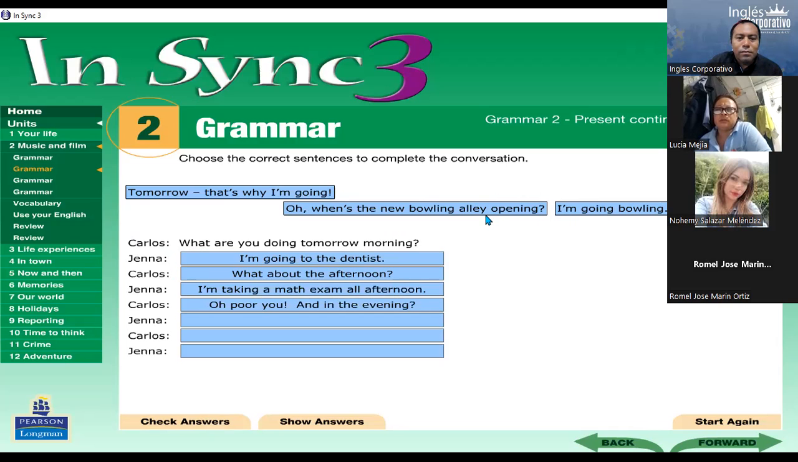For you in the evening. And in the evening. Yo creo que hay una en la que nos equivocamos, ¿verdad? Ajá. What are you doing tomorrow morning? ¿Qué estás haciendo mañana en la mañana? Yo voy al dentista. Y la tarde? Estoy tomando un examen de matemática toda la tarde. Oh, pobrecito. In the evening?